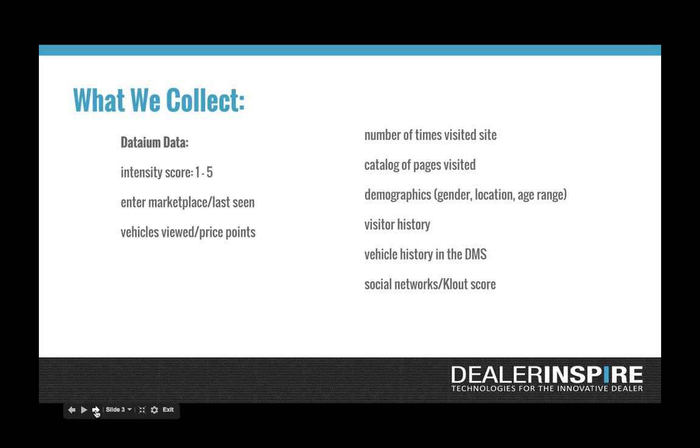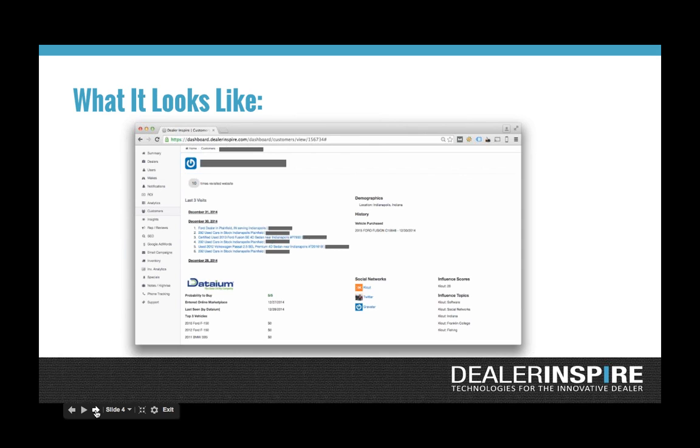So unfortunately, everyone online, and this might disappoint some people, all you are is an IP address until we have something else to match that with. And that's kind of the beauty of Dealer Inspire: we take that IP address and all that information attached to it, and as soon as we can put a name and an email to that IP address, we can marry that information together, and then that Dadium data really becomes powerful.